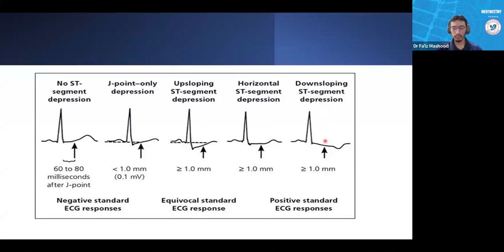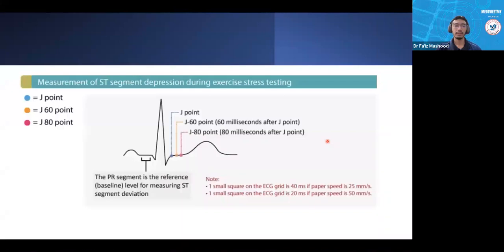More than 1 small box, at least from the isoelectric line, is considered positive enough. 1 small box is for horizontal ST depression and downsloping ST depression. For upsloping ST depression, we need 2 small boxes to say it's a positive EST. I hope the participants can understand this.